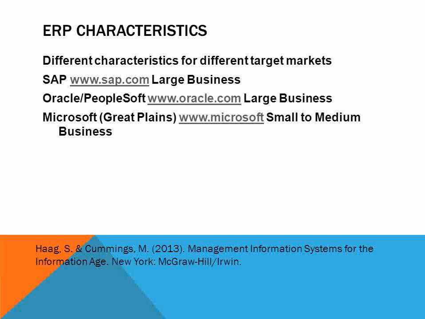Enterprise resource planning characteristics. There are different characteristics for different target markets. Some of the enterprise resource planning software systems include SAP, which caters to large business, Oracle and PeopleSoft, also targeting large businesses. And then some of the ERP systems, such as Microsoft or Great Plains, target small to medium businesses. So depending on what size company or corporation, you might be looking at different types of ERP systems.